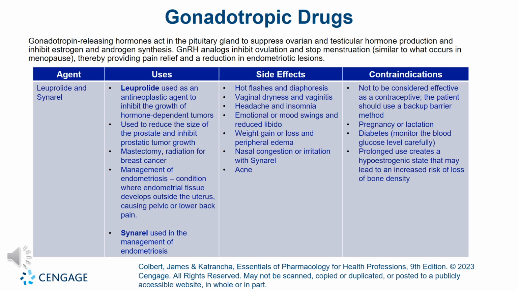Leuprolide is used as an anti-neoplastic agent to inhibit the growth of hormone-dependent tumors, to reduce the size of the prostate and inhibit prostatic tumor growth. It's used with mastectomy and radiation for breast cancer, and in management of endometriosis, which is a condition where endometrial tissue develops outside the uterus, causing pelvic or lower back pain. Synarel is also used in the management of endometriosis.